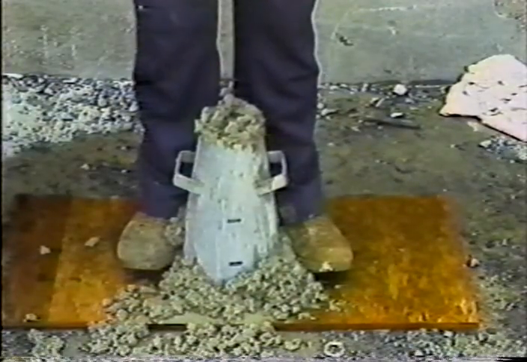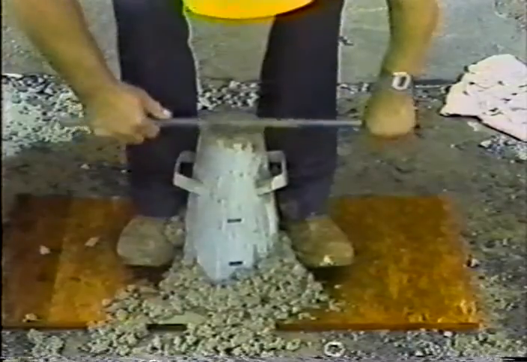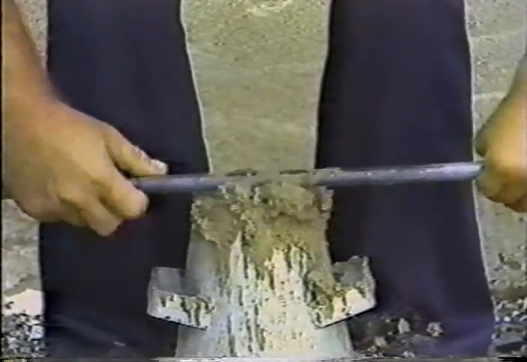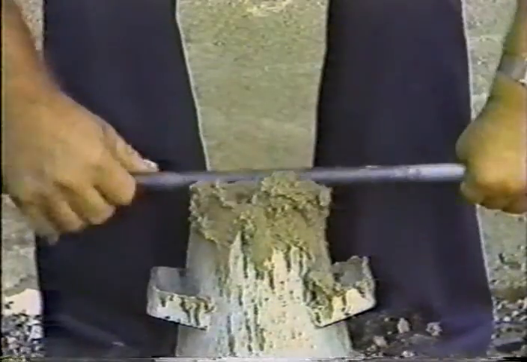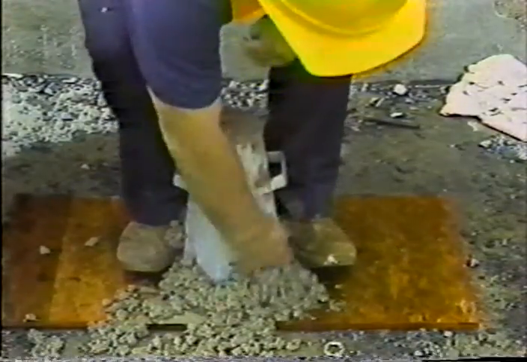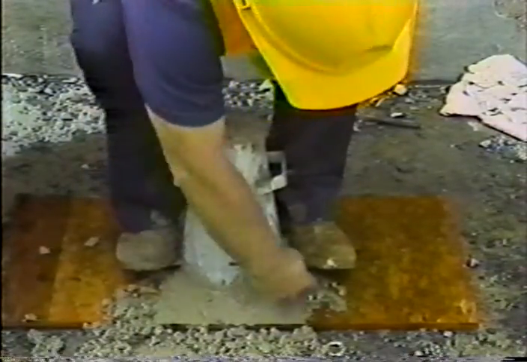The next step is to use the tamping rod to strike off the concrete at the top. The top should be fairly smooth, so it's best to use a sawing motion and roll the rod at the same time. There, level and fairly smooth. The next step is to remove any concrete that is spilled around the bottom of the cone. That's important because any concrete down there will keep the sample from spreading out when the cone is lifted off.